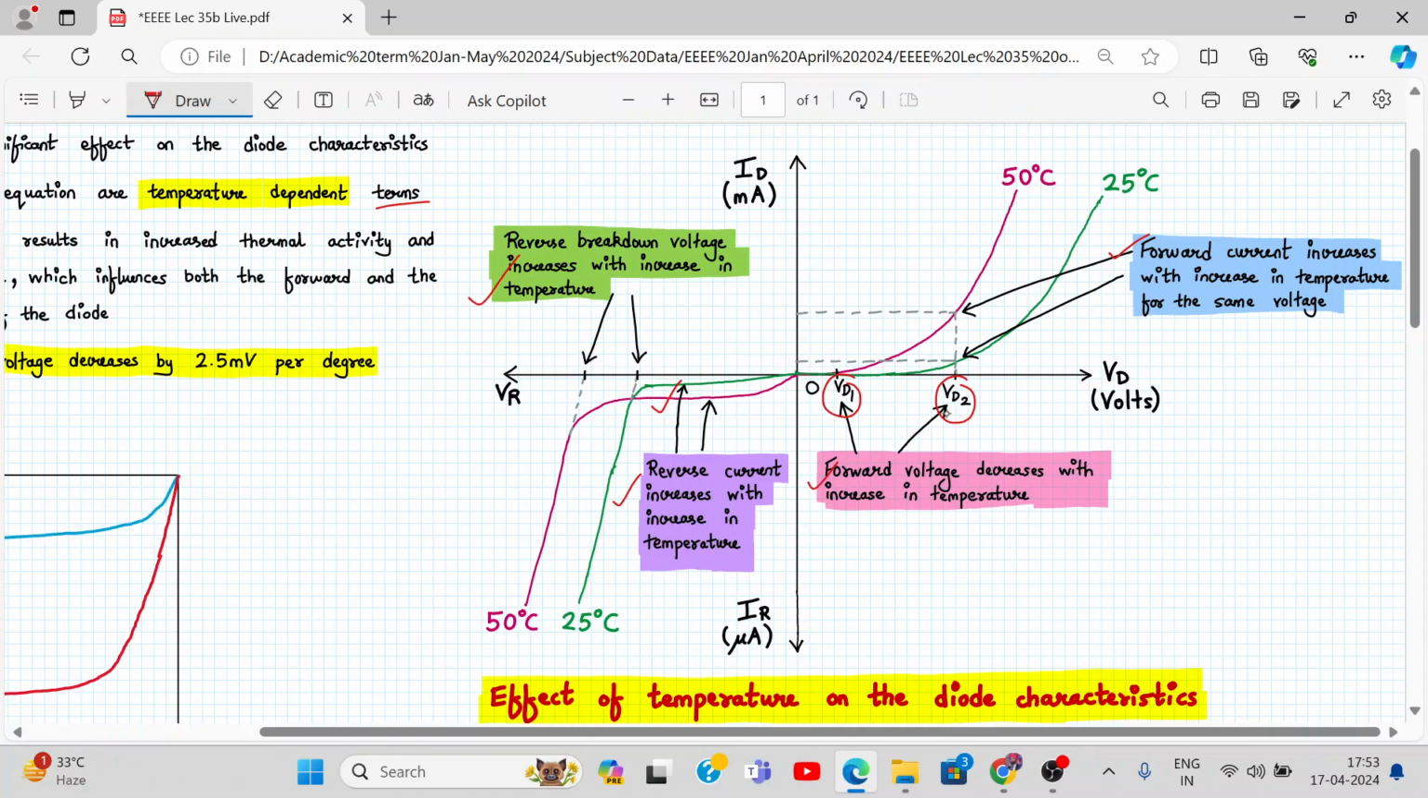So if they ask you in the exam, write a short note on temperature effects on the diode IV characteristics, you have to write this much. Mostly it will come as a short note.